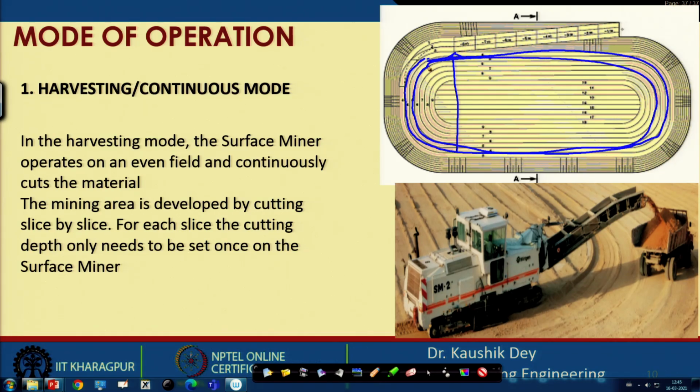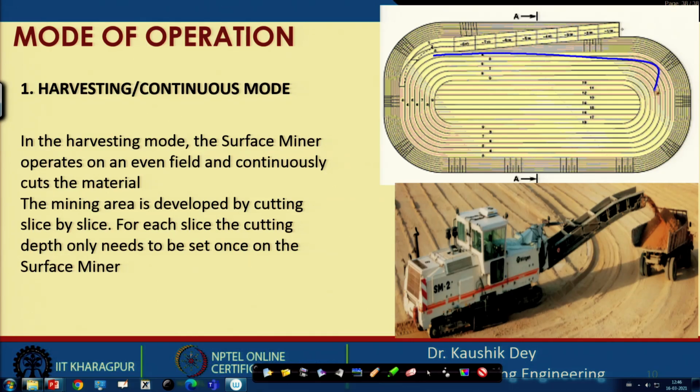This figure is taken from the manual of Wirtgen GmbH, but there are some modifications possible with this. In this case, if the first slice is taken like this, the second slice can be taken like this.